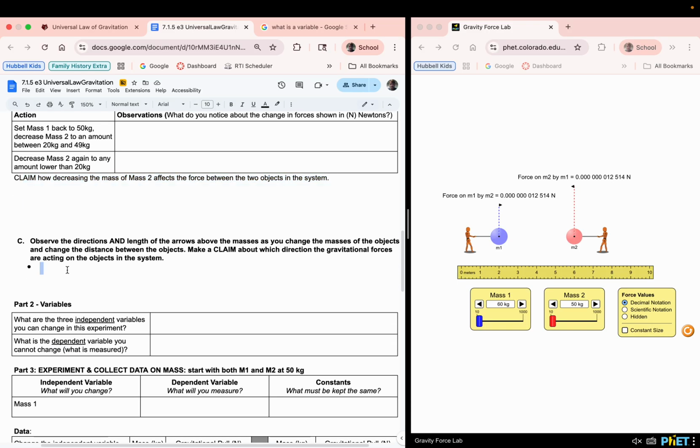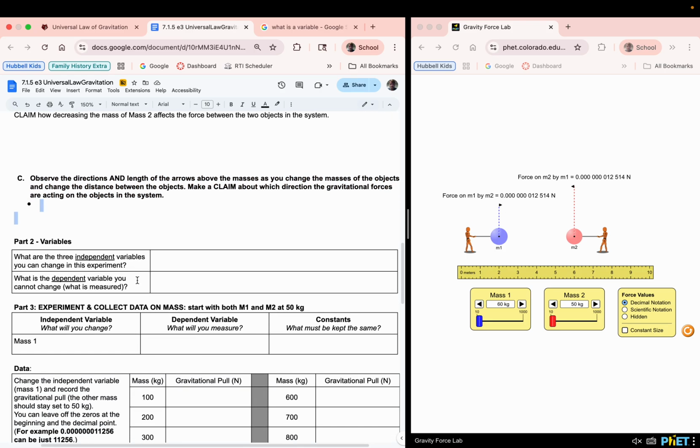Okay. Observe the directions and length of the arrows above the masses as you change the masses of the objects and change the distance between the objects. Make a claim about which direction the gravitational forces are acting on the objects in the system. Okay? So you're paying attention to these arrows right here if you look up here. These arrows are the ones that they're asking you to look for. And give me at least a full sentence for that answer.